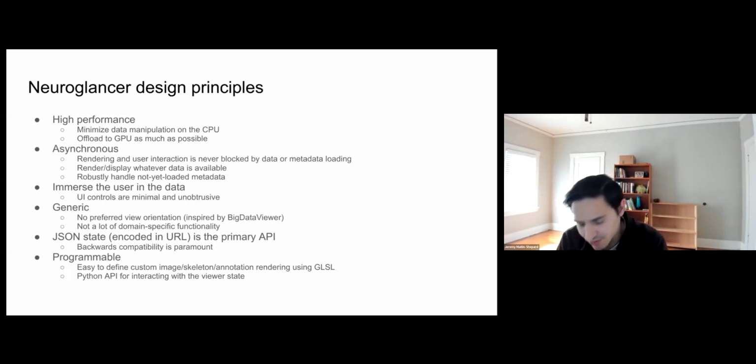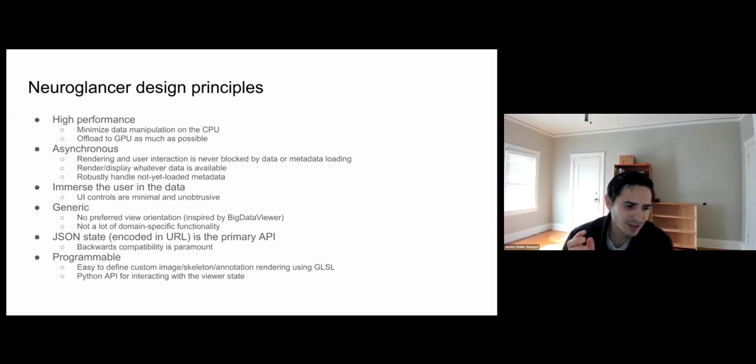Asynchronicity is another key design principle at the core of Neuroglancer. Because it's a web-based application intended to work with data received from varied sources over the network, it was important that rendering and user interaction is never blocked by the availability of data or even metadata loading. And so instead, Neuroglancer is essentially designed to just always render or display whatever data is available, and robustly handle data that's not available, or even metadata that's not available.